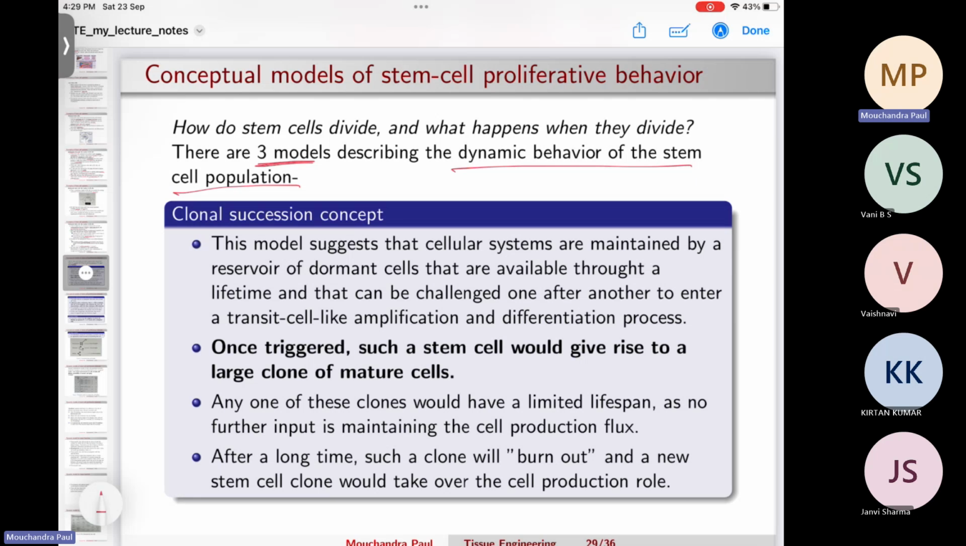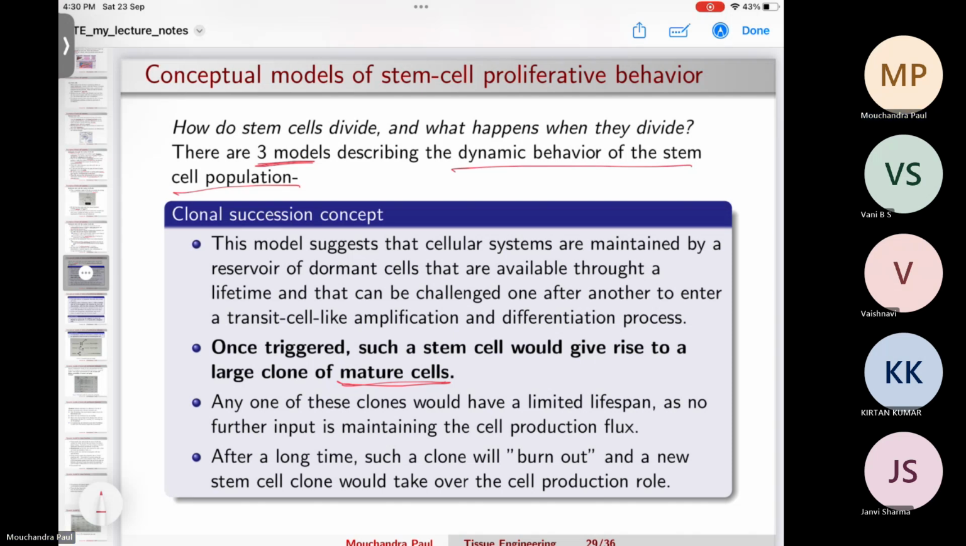Then what happens? Then how many new stem cell clones will be formed, or how many differentiated cells will be formed? That is being addressed in all the 3 models. For the first model, the clonal succession concept, the daughter cells formed as a result of cell division all give rise to mature cells. Means all of them will get mature. All of them will be differentiated to create a differentiated cell. None of these daughter cells will go back and contribute to the reservoir of stem cells.